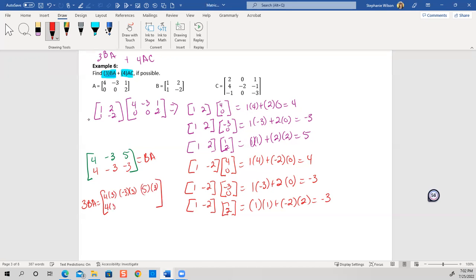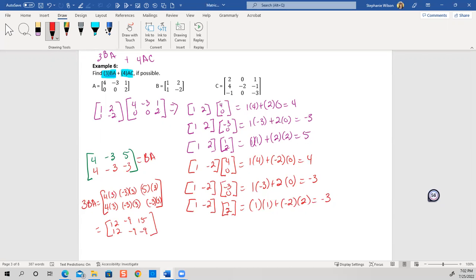I have 4 times 3, negative 3 times 3, negative 3 times 3. And now I got 12, negative 9, 15, 12, negative 9, negative 9. Okay, so far good. I know that one. So now let's solve for the other part.